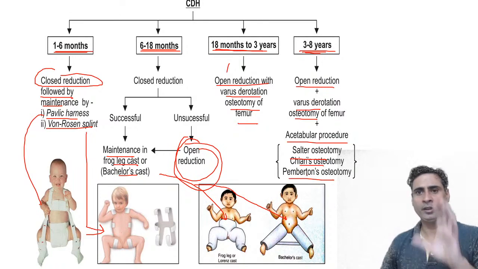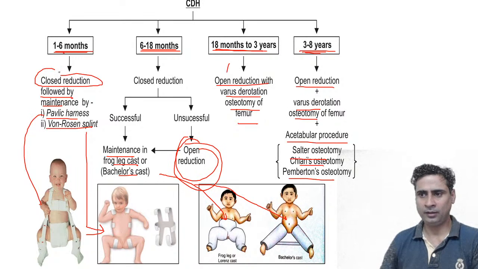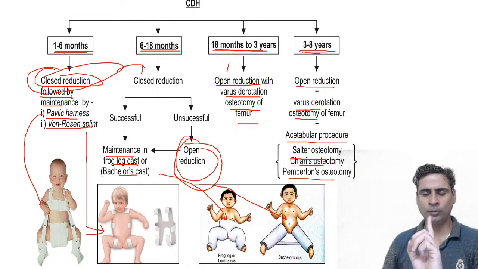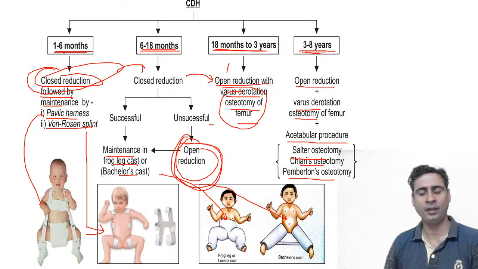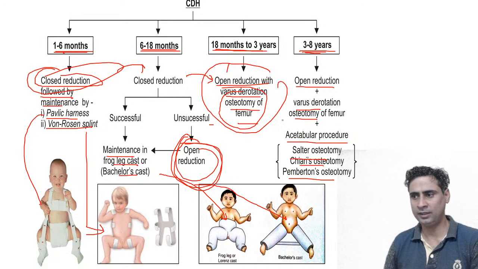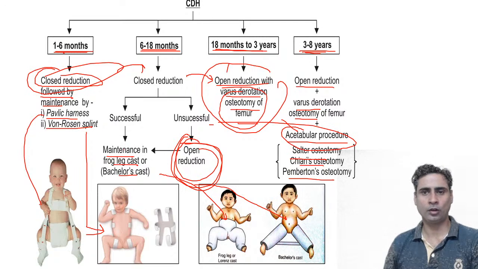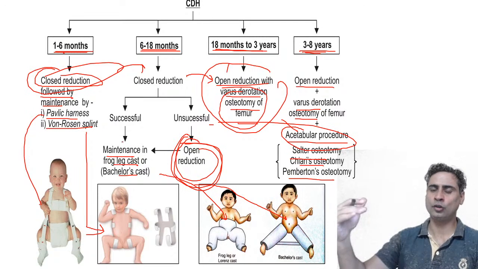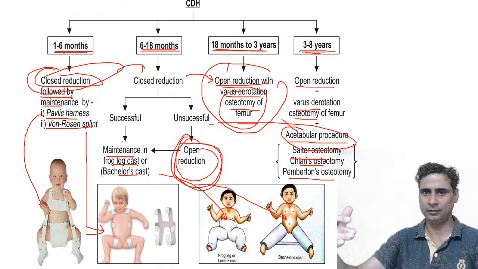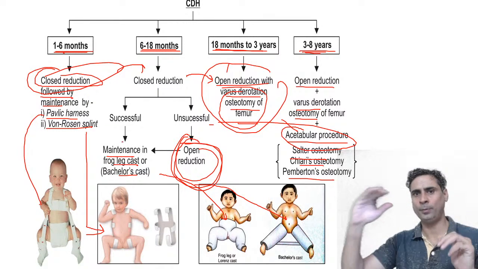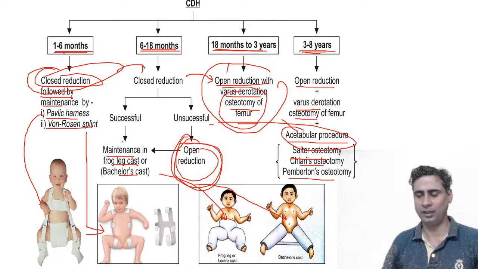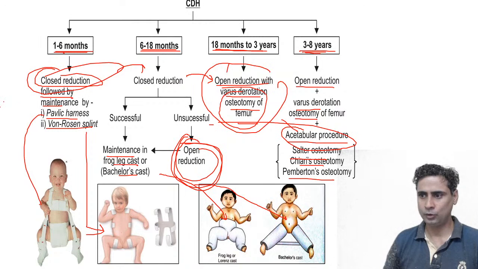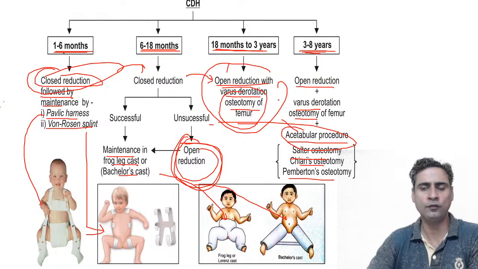Okay, so how to remember? You remember just age group, 1 to 6 months, closed reduction. Next age group, next procedure, that is open reduction. Next age group, along with open reduction you will have to add femoral osteotomy. Next age group, along with this procedure add acetabular osteotomy. So with increasing age group you add the next level of surgery: closed reduction, open reduction plus femoral osteotomy, open reduction, femoral osteotomy plus acetabular osteotomy. If you remember the age group, you can easily remember these treatments of choice.